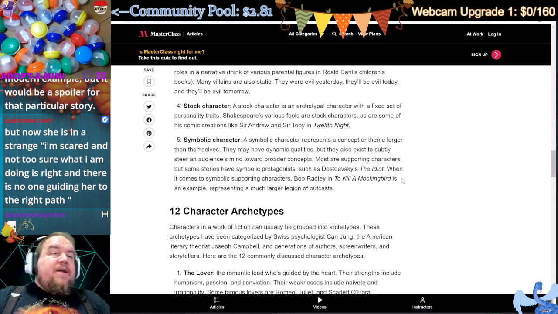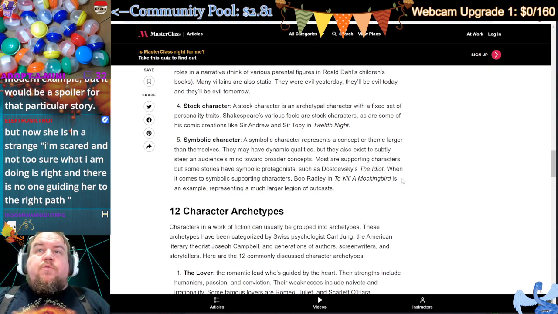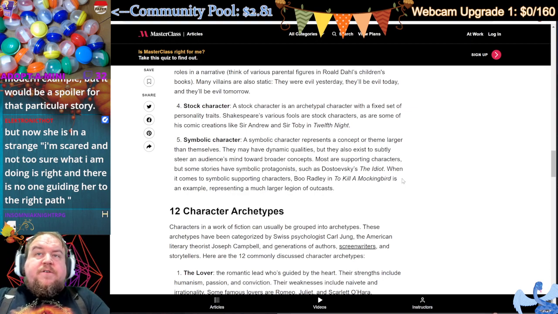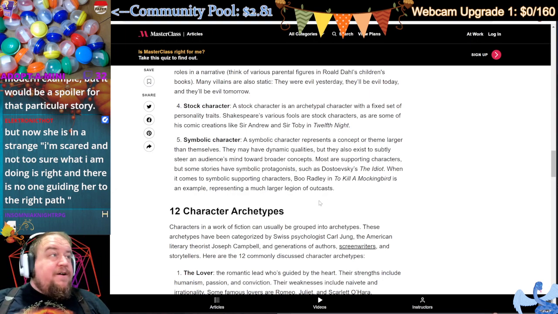A symbolic character. A symbolic character represents a concept or theme larger than themselves. They may have dynamic qualities, but they also exist to subtly steer an audience's mind towards broader concepts. Most are supporting characters, but some stories have symbolic protagonists, such as Dostoevsky's The Idiot. When it comes to symbolic supporting characters, Boo Radley in To Kill a Mockingbird is an example, representing a much larger legion of outcasts.